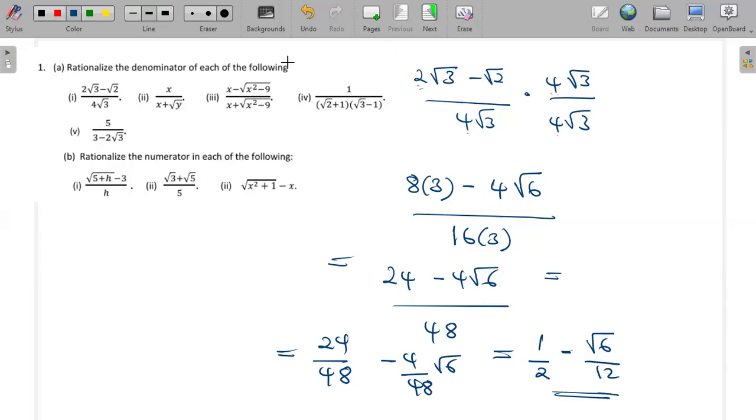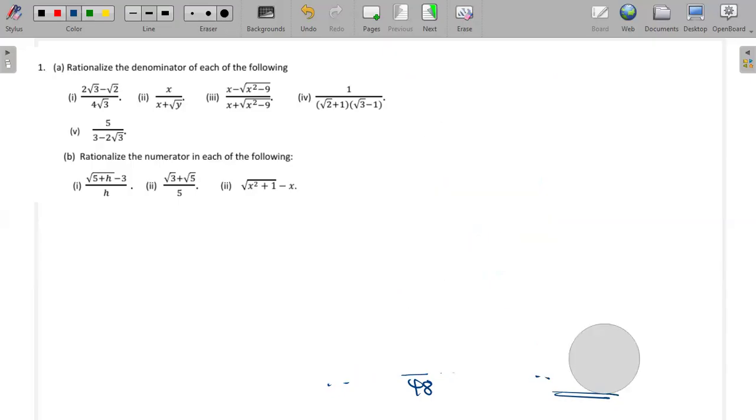Okay, all right. So let's do the next one. So next question, you have x over x plus y root y. So you multiply by the conjugate. So the conjugate has a different sign here.